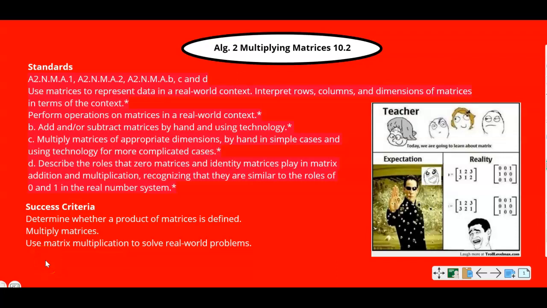Multiplying matrices. All right, as always, your state standards and success criteria are listed. Today, to be successful, you need to be able to determine whether a product of matrices is defined, multiply matrices, and use matrix multiplication to solve real-world problems.